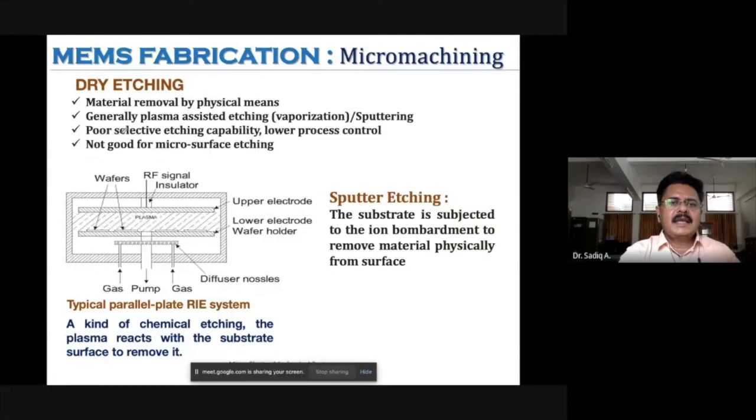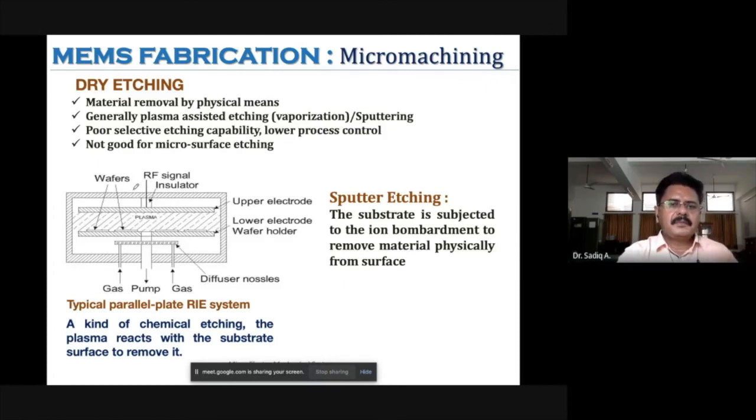Dry etching has a problem: it has poor selective etching capability. That is, control on the etching surface is a little difficult in dry etching. It has low process control. It is not good for micro surface etching, because if knocking or evaporation happens from a surface, these two processes are uncontrolled. So the depth of removal cannot be controlled. So micro surface etching is not that easy with the dry etching process.